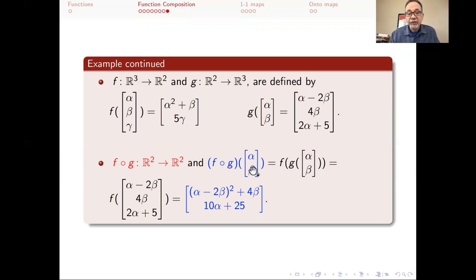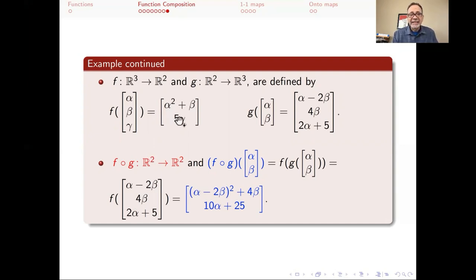And f circle g of alpha, beta is f of g of alpha, beta. So here, again, I plug alpha, beta into g, and I know exactly what I get. I get alpha minus 2 beta, 4 beta, 2 alpha plus 5. But then I've got to plug this into f. Well, how do I do that? I go back to the rule for f. What's the first one? It says alpha squared plus beta. So that means the first coordinate squared plus the second coordinate. So alpha minus 2 beta is the first coordinate of the input. I square that and add that to the second coordinate, which happens to be 4 beta.